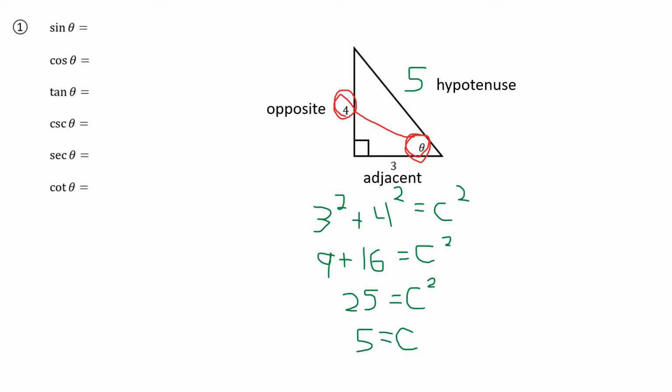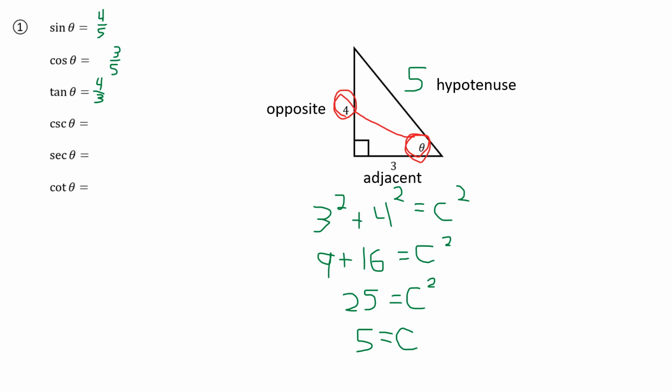So SOHCAHTOA, sine is opposite over hypotenuse. Well, that'll be 4 over 5. Cosine, adjacent over hypotenuse, 3 over 5. Tangent is opposite over adjacent. Opposite is 4, adjacent is 3. So I write down 4 over 3.